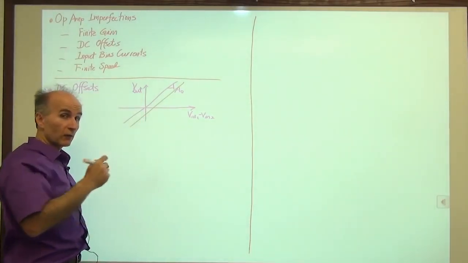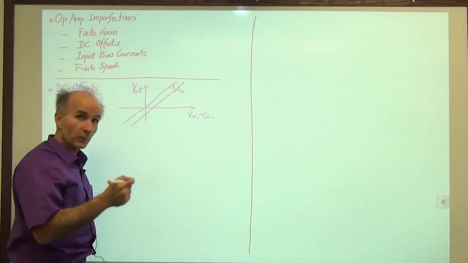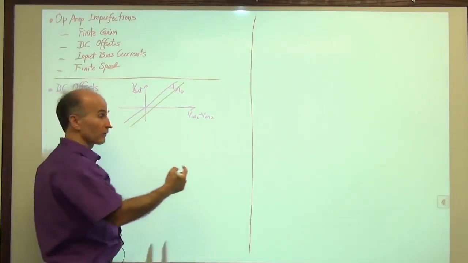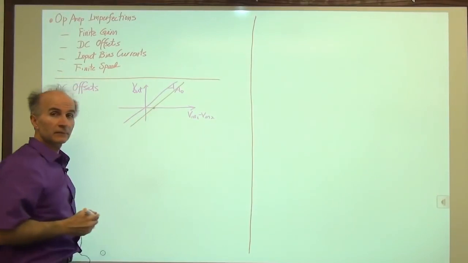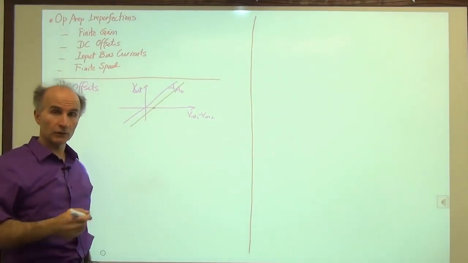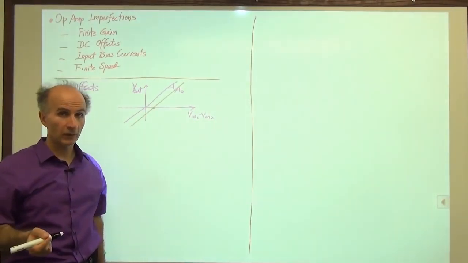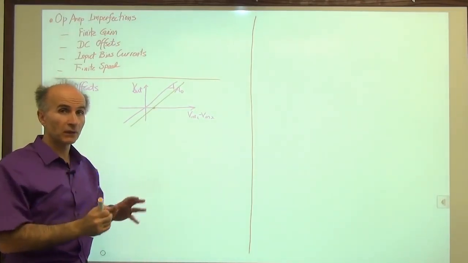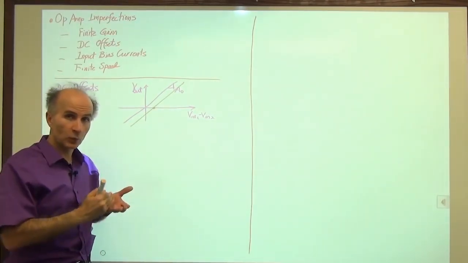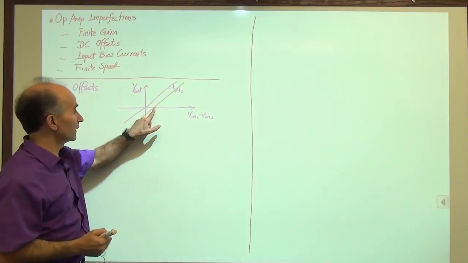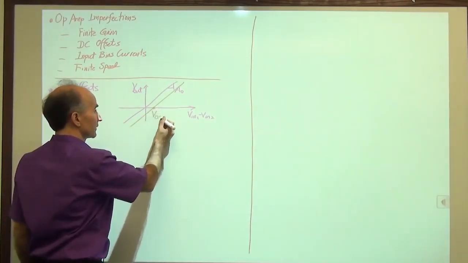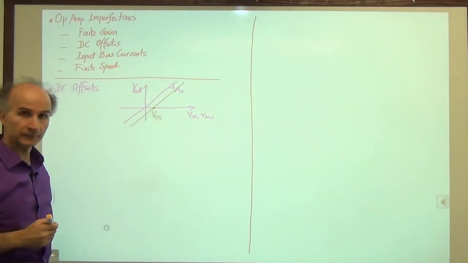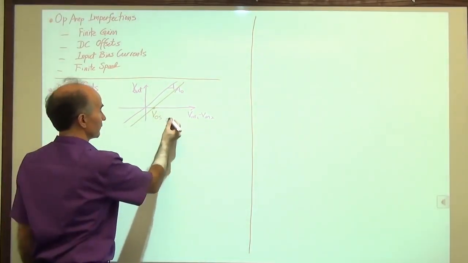Alternatively, we can say for the output to be 0, we have to change Vin1 minus Vin2 to a new value, to this value. Right? Vin1 equals Vin2 does not give us 0 Vout. So to force Vout to be 0, we have to add something between Vin1 and Vin2 to bring it to over here. And this is what we call the offset voltage, VOS. So that's what we call offset voltage.